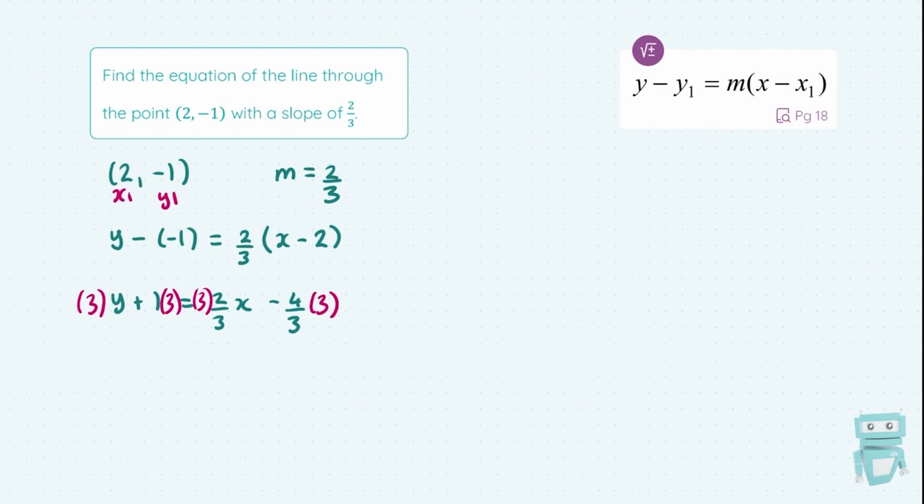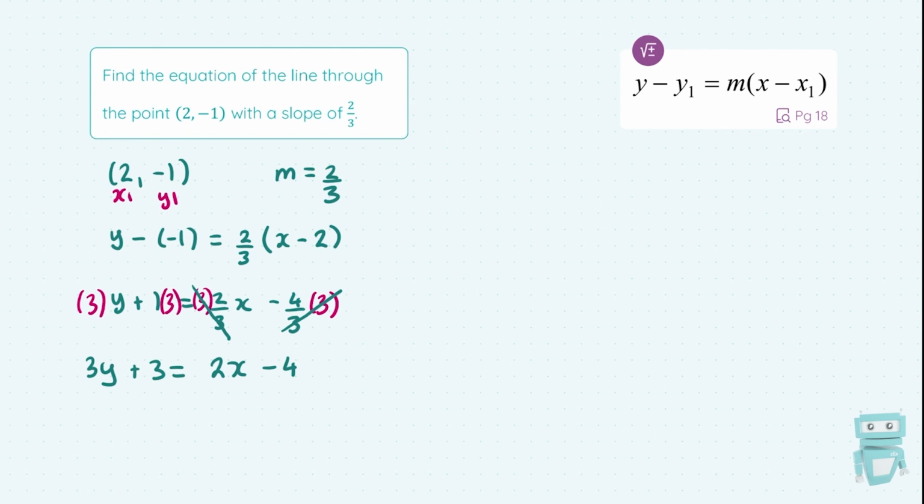So when we do that, we're going to get 3y plus 3 equals. The 3 divided by 3 divides out, so I'm left with 2x. And then the 3 divided by 3 divides out again, and I'm left with minus 4. So you can see there, I've gotten rid of the fractions. That's kind of just a step that you should know in the back of your head to do. We don't like fractions in the equation of a line, so we're going to multiply to get rid of them.